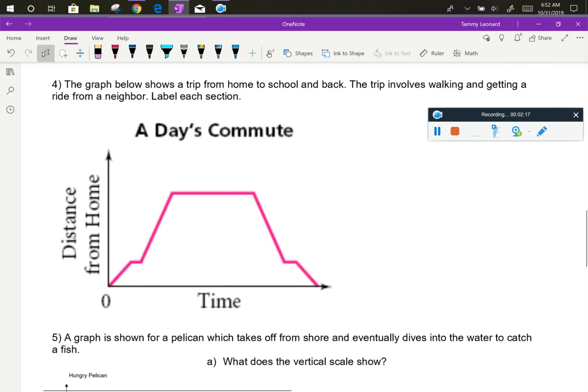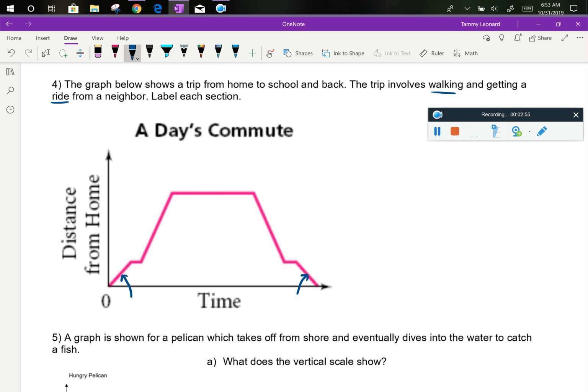Looking ahead to the next problem, it says the graph below shows a trip from home to school and back. The trip involves walking and getting a ride from a neighbor. Label each section. So this problem is similar to the bus ride problem in the what to watch section. So if we know that we are walking and riding, we would expect that we can ride in a car faster than we can walk on our feet. So that would suggest to me that these two intervals are probably walking intervals, because as we notice, their angles are the same, just in opposite directions.